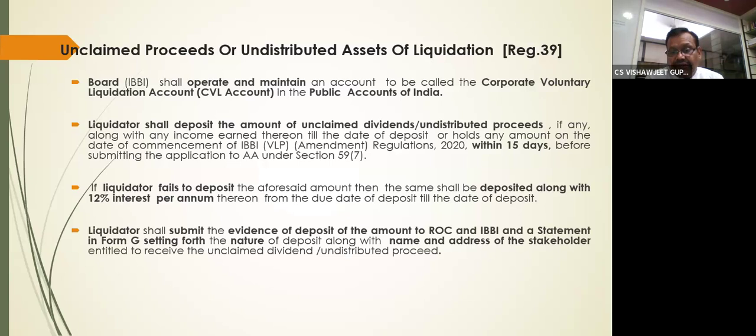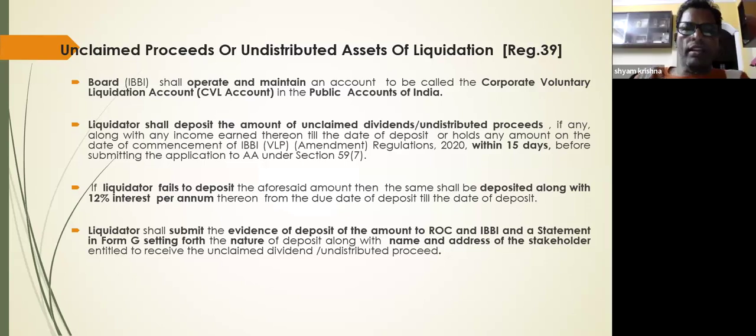Then the liquidator shall submit the evidence of deposit of the amount to the ROC and IBBI. So he will have to submit the evidence that I have deposited the above amount in the Corporate Voluntary Liquidation Account of IBBI in the public accounts of India. That evidence is to be submitted to the Registrar of Companies as well as the Insolvency and Bankruptcy Board of India, and a statement in form G setting forth the nature of deposit along with the name and address of the stakeholder entitled to receive the unclaimed dividend or undistributed proceed.